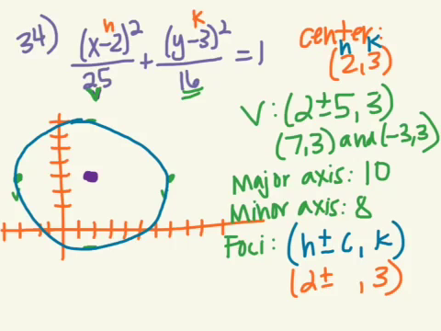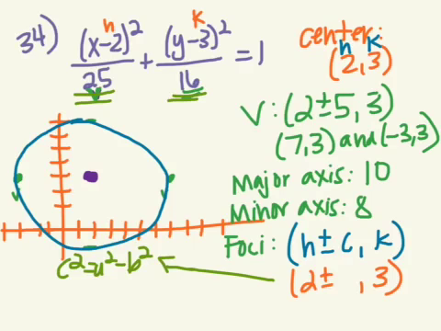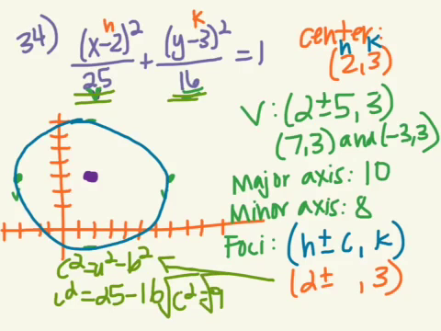We don't know c, but again, on that formula sheet, it says that c squared is a squared minus b squared. And those are just simply your denominators. So c squared is equal to 25 minus 16. A is always going to be the bigger denominator for an ellipse. So c squared is equal to 9. You take the square root of both sides, and your c value is 3.